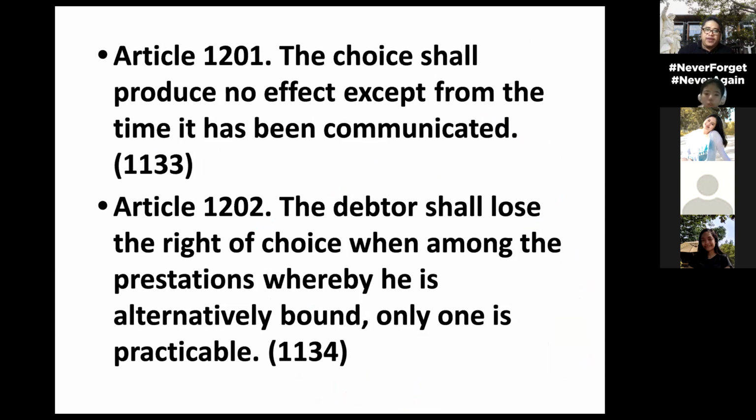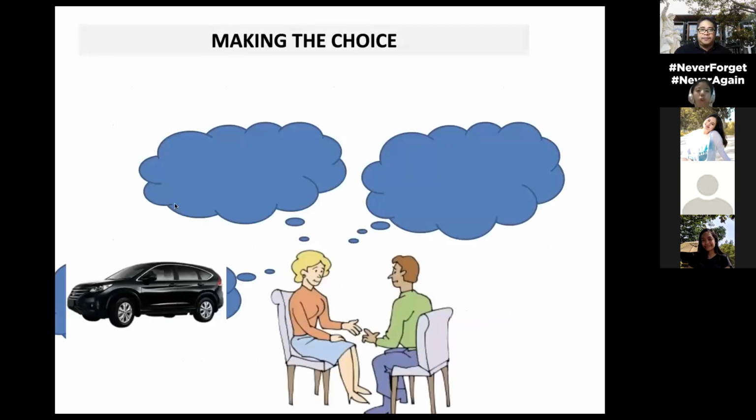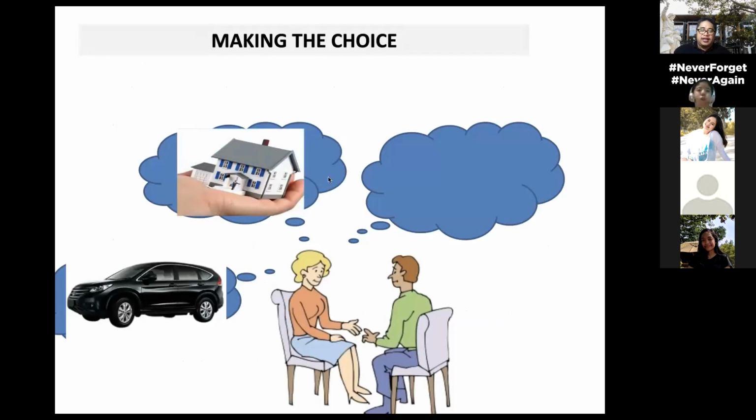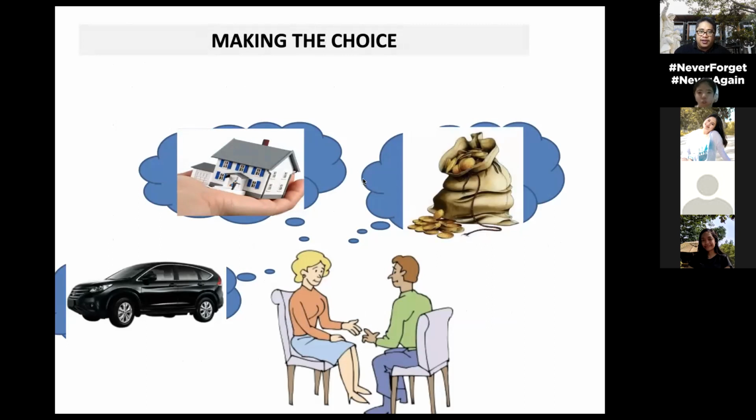Now, the choice shall produce no effect except from the time, as we mentioned, it has been communicated, meaning cognitive. The choice will then be final if it was received by the creditor or the one who is supposed to receive that communication. So the debtor will then lose the right of choice, for instance, if only one choice is now practicable. Okay, so the debtor loses the right of choice when among the prestations he is alternately bound, only one is now practicable, meaning only one can be performed. For instance, the car is the choice. The second choice is the giving of the house or the delivery of money.